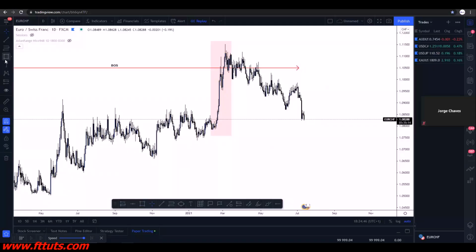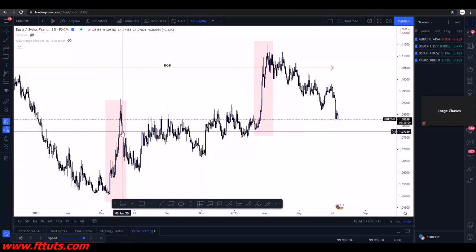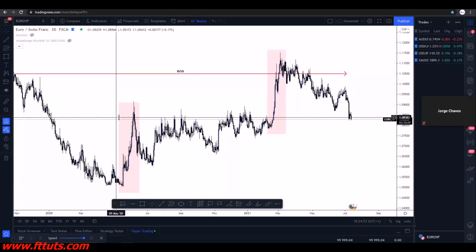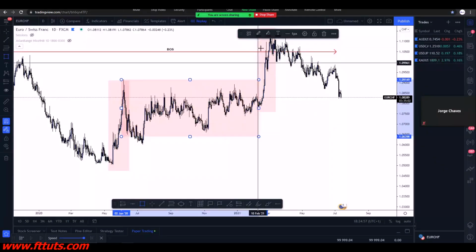Now let's look at the institutional market cycle. Right here, we have a major expansion move up. We see this major bullish move up. Right after that bullish move up, we're followed by a manipulation.